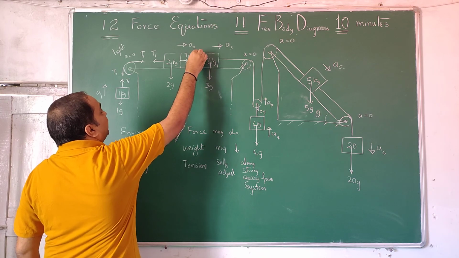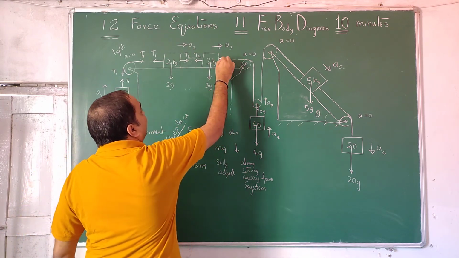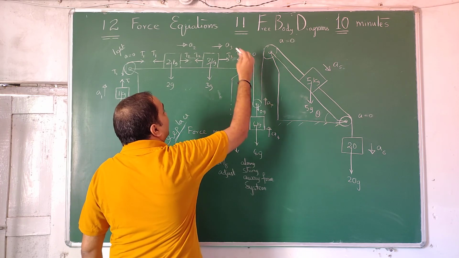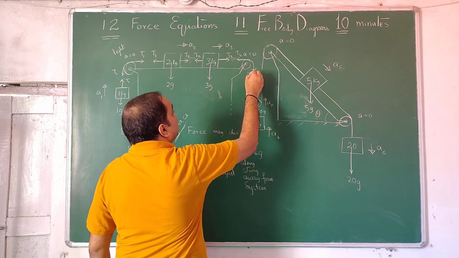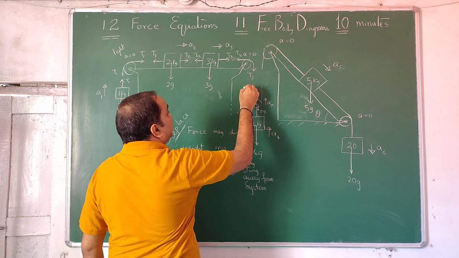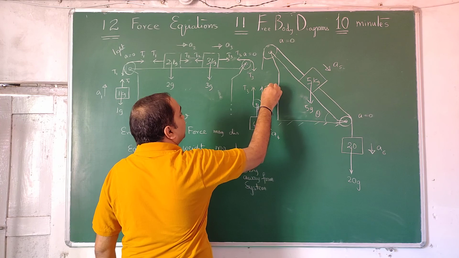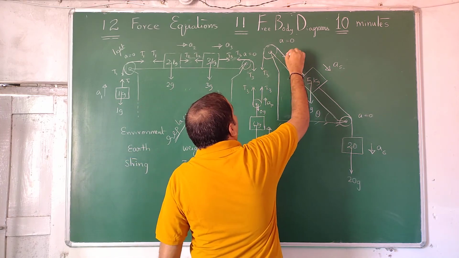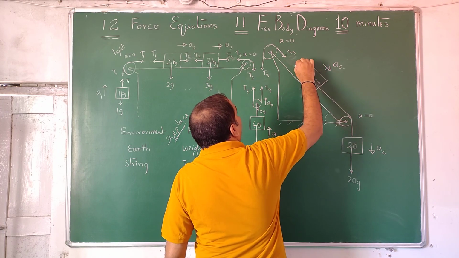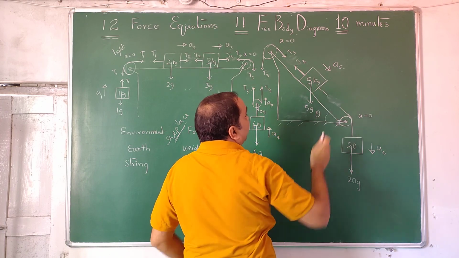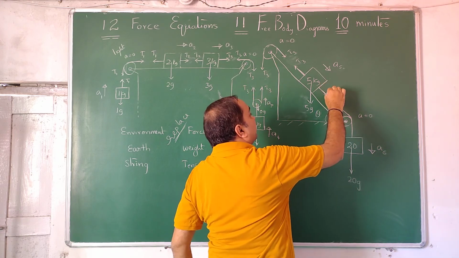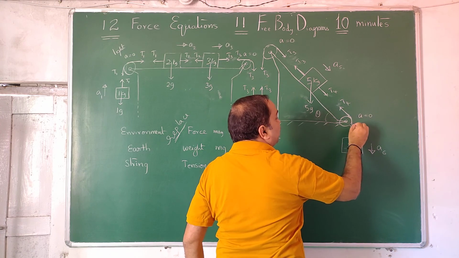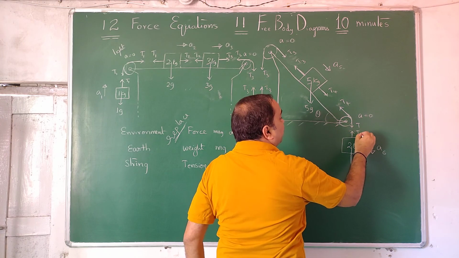Along the string away from the body, T2. The next wire has changed again. Along the string away from the body, T3, at each place on this wire. Now this is again a new wire. So along the string away from the system, T4, at each place on it.